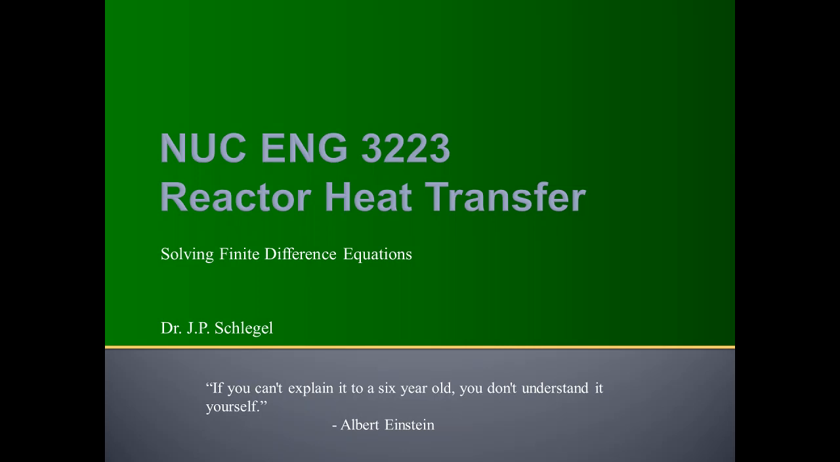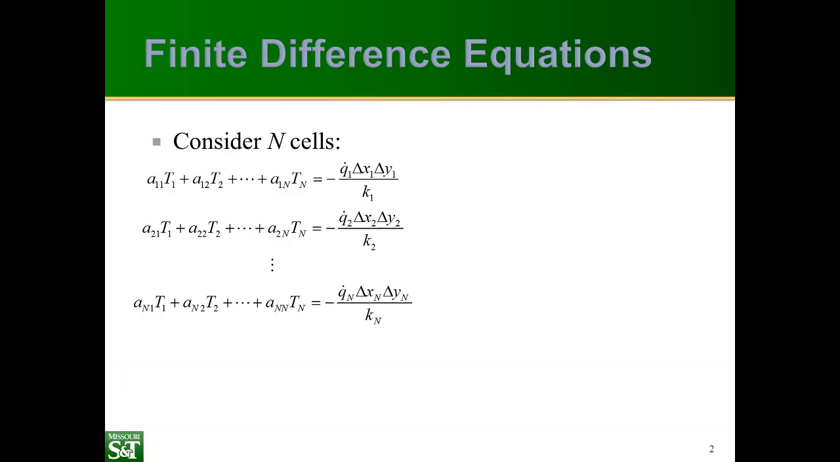So now that we've looked at the finite difference equations themselves, we're going to talk about how we can solve these finite difference equations. The basis is we start with deriving the equations for all the cells, and we end up with an equation that looks something like this. So we have a coefficient for each temperature and a value for each temperature, and then we have a source term based on the heat generation rate.